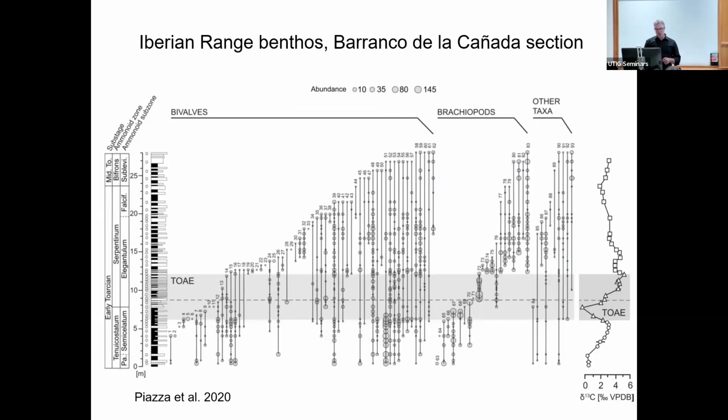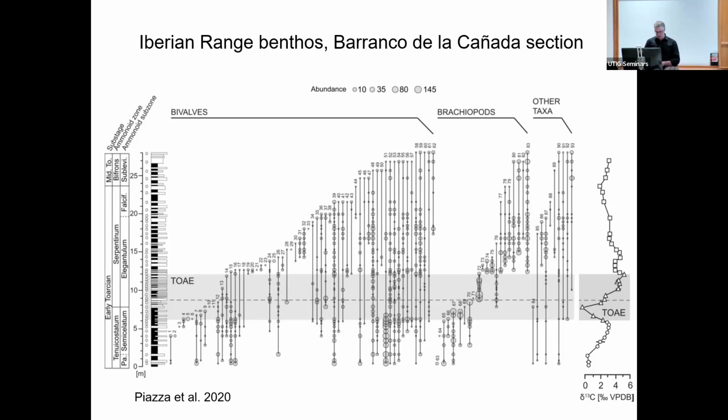This is from another section in the Iberian range. So again, you're looking at, actually this is the tenuocostatum zone. So this is all Toarcian here. And you'll see again, the Oceanic Anoxic Event, so-called, is identified here by a negative isotope shift in the bulk carbonate. But if you have a look at the bivalves here again, there is no real obvious extinction in this section in the Iberian basin. But the brachiopods do the same thing. So there is a big turnover of brachiopods.